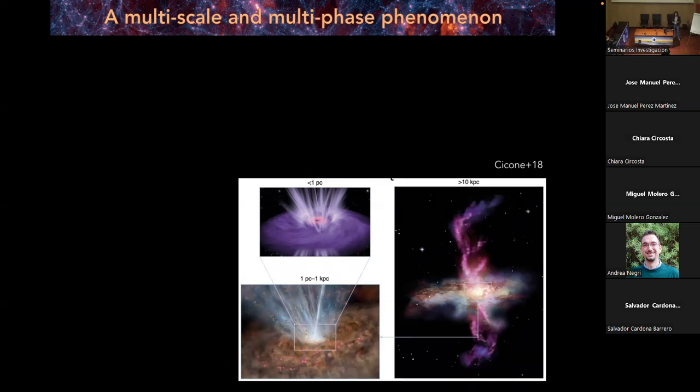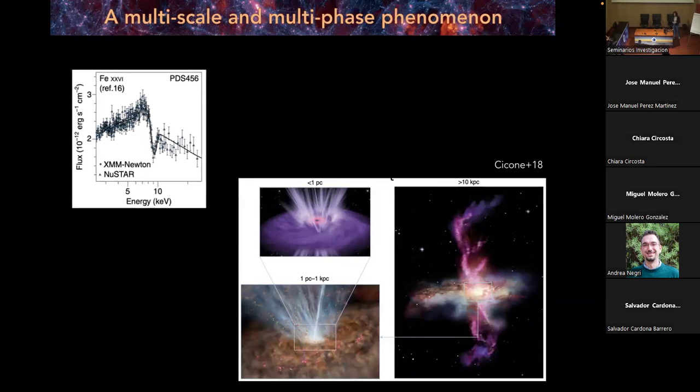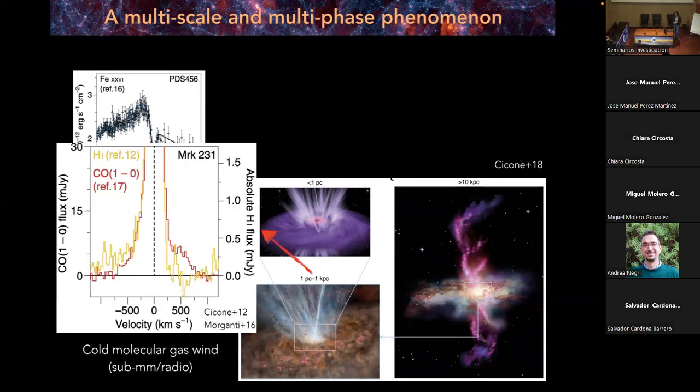So winds are launched from the accretion disk surrounding the supermassive black hole, and we can observe them in the X-ray through highly ionized disk winds. Then further into the host galaxy on parsec and kiloparsec scales, we observe, for example, in the submillimeter and radio, cold molecular gas winds, which are usually identified through these broad and often blueshifted components in the emission line.